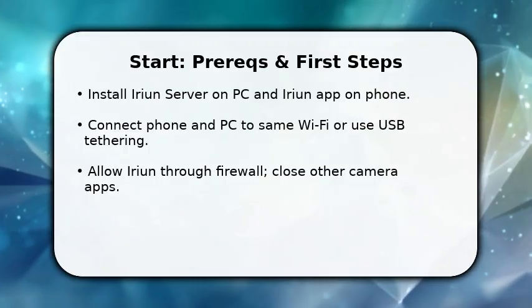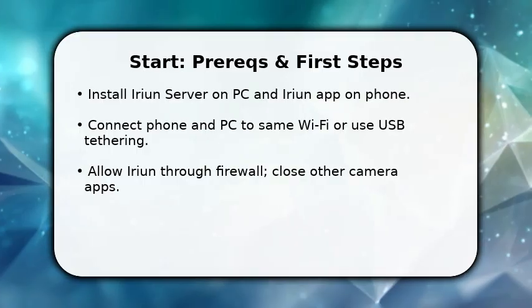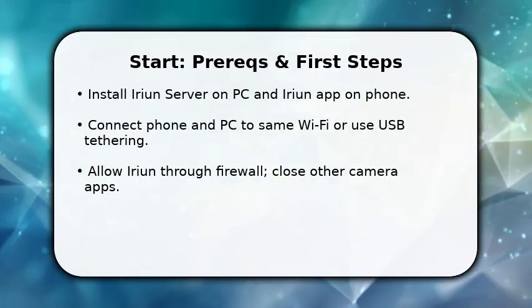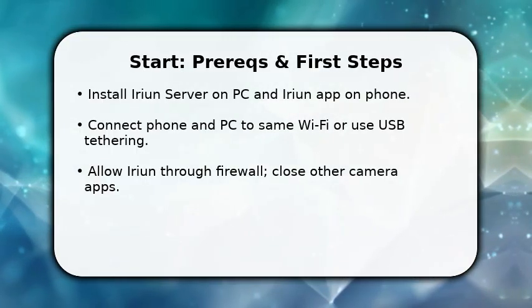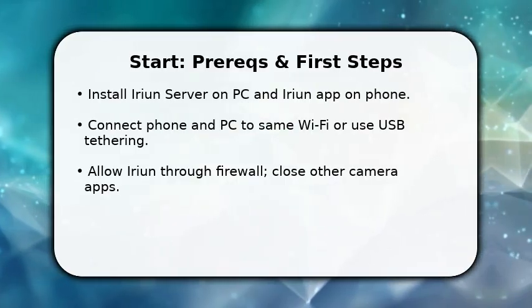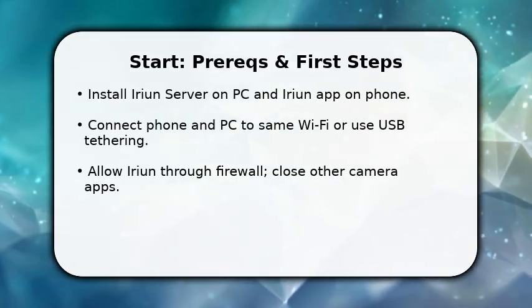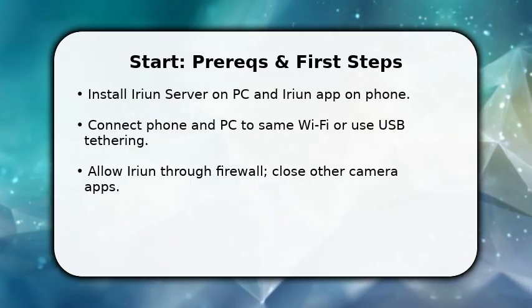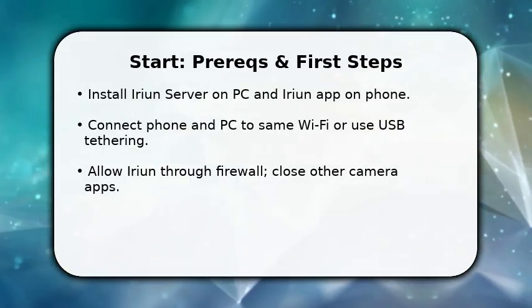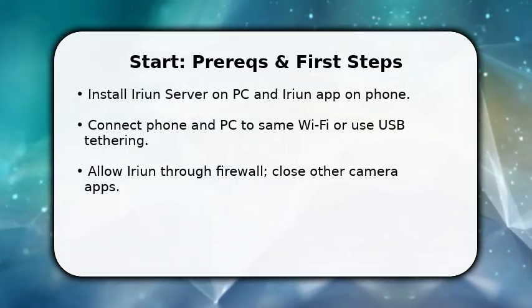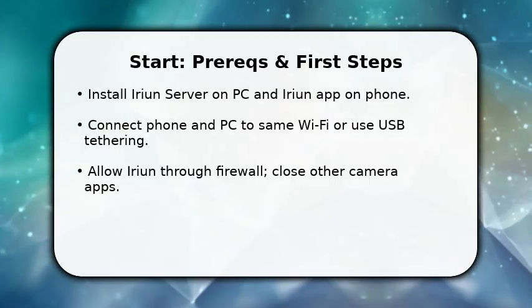You start by getting the essentials running. Install the Iriun server on your computer and the Iriun app on your phone. Once done, make sure both devices share the same Wi-Fi network or plug the phone via USB and enable tethering for a stable link. Next, open the server and allow it through your PC firewall so packets aren't blocked.